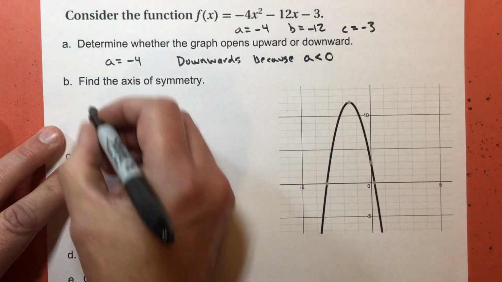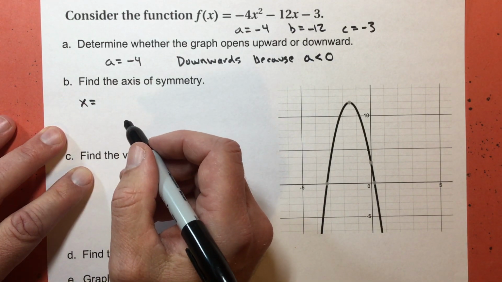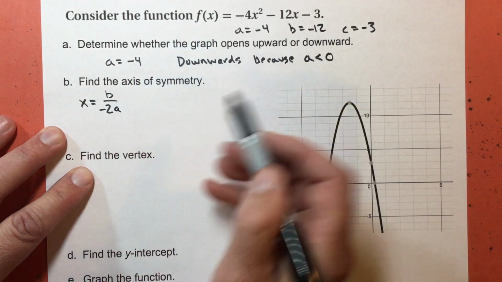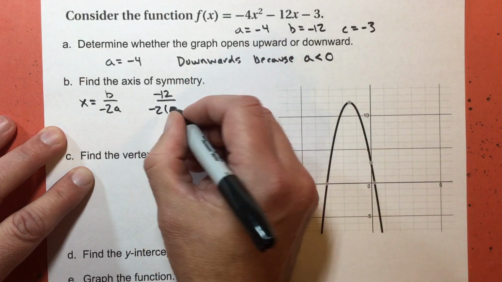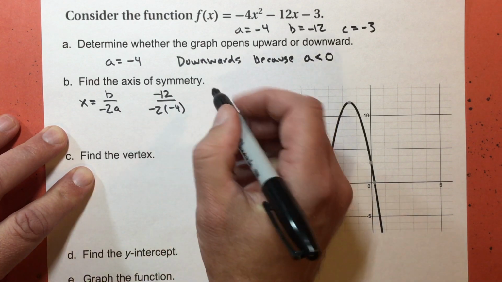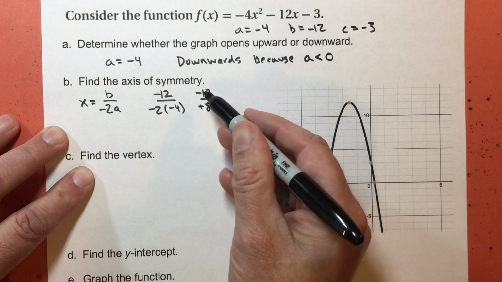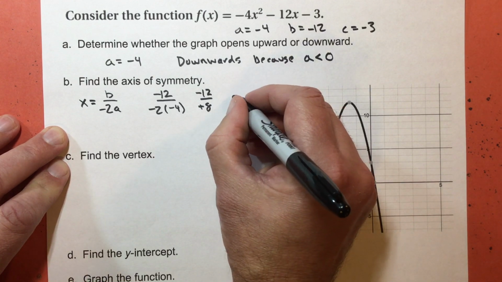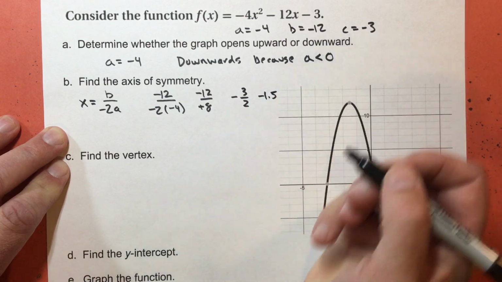What's the axis of symmetry? So again, the rule for finding the axis of symmetry is b divided by negative 2 times a. My b is negative 12. My a is negative 4. Negative 2 times negative 4 is positive 8. Negative 12 divided by positive 8. And that's not going to be nice. I'm going to end up with a fraction. But if I simplify it, I get negative 3 halves. Or you can say negative 1.5.